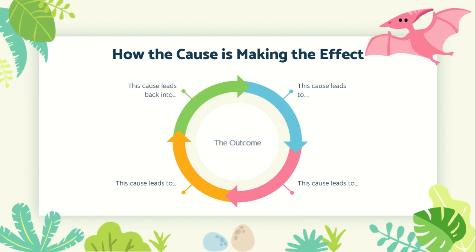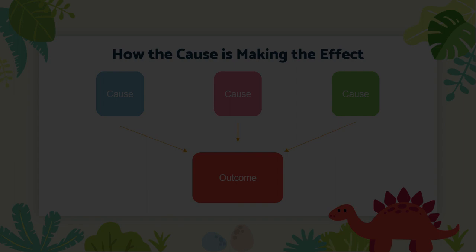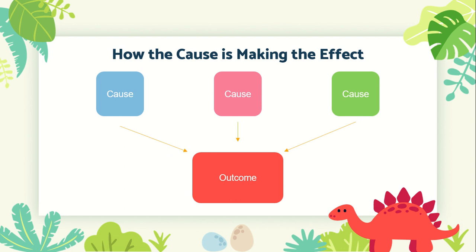And keep in mind that these cause and effect relationships can develop in different ways. So in this example, you have one cause leading to another, which leads to another, which leads to another, that feeds back into a kind of cyclical process that makes an outcome. But it can also be simpler, like just cause A going to cause B to cause C, and finally to an outcome. Or even simpler yet, a bunch of unrelated causes resulting in an outcome. So the relationship you're talking about can look a variety of different ways, just make sure it's a cause and effect one.